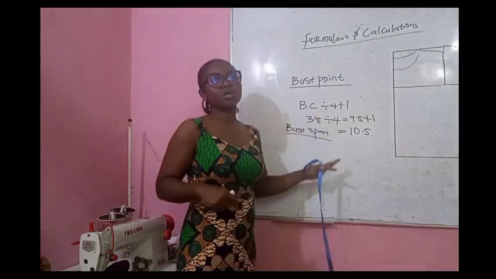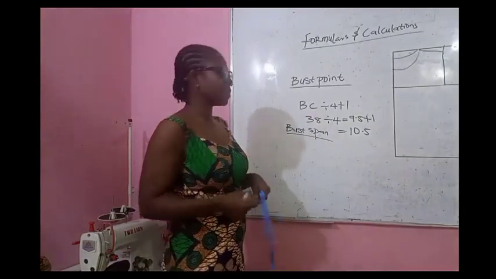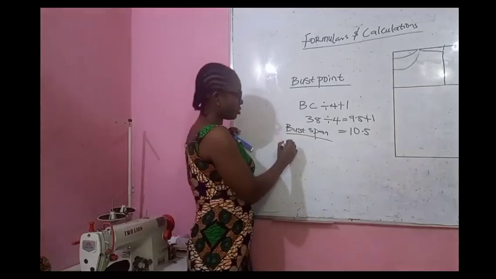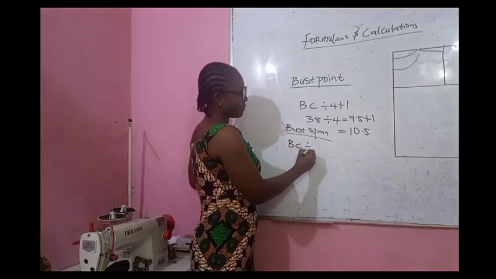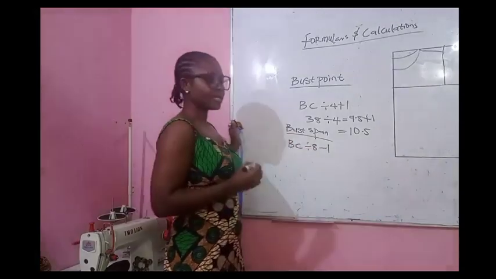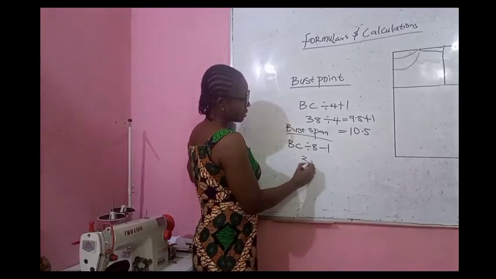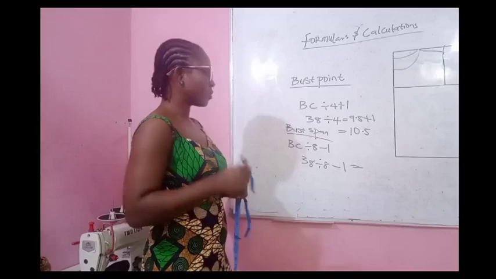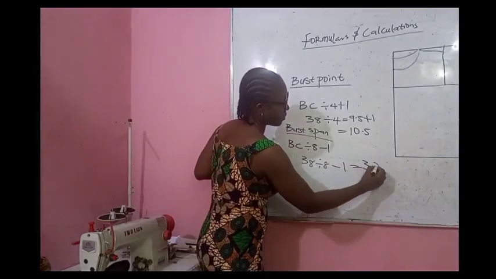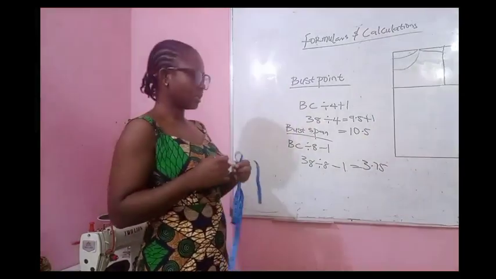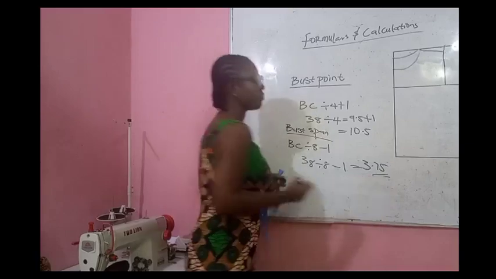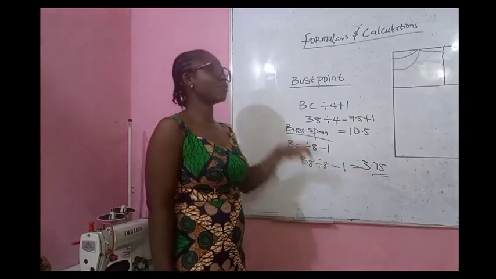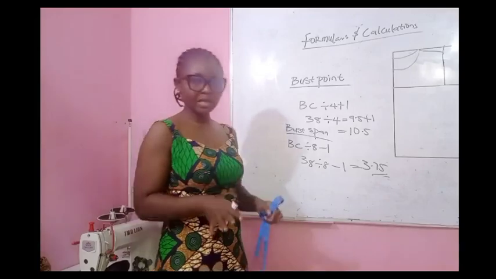Now, to get this calculation where we could not take the measurement, this is what we are going to do using our bust circumference. We are going to do bust circumference divided by 8 minus 1. So our bust circumference is 38 divided by 8 minus 1, and that is going to give us what? 3.75. So use your calculator and check it. 3.75. So if your bust circumference is 38, your bust span is going to be 3.75. Okay, I hope this is clear.